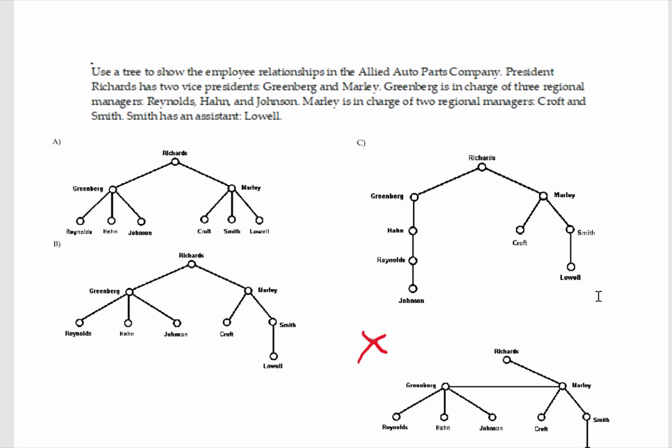Greenberg's in charge of three regional managers, Reynolds, Hahn, and Johnson. And if I look at graph C, that doesn't show all of those three people reporting to Greenberg, so we can eliminate C. Marley's in charge of two regional managers, Croft and Smith, and Smith has an assistant. If I look at graph A, the assistant Lowell here is showing as reporting to Marley, which is not correct. The assistant reports to Smith, so the correct graph is B.